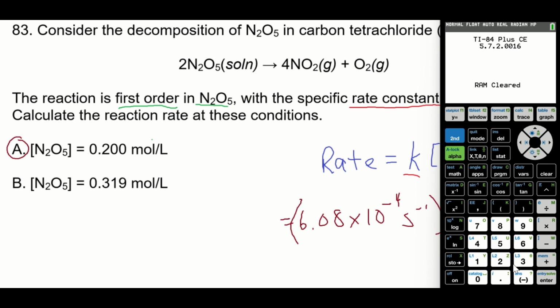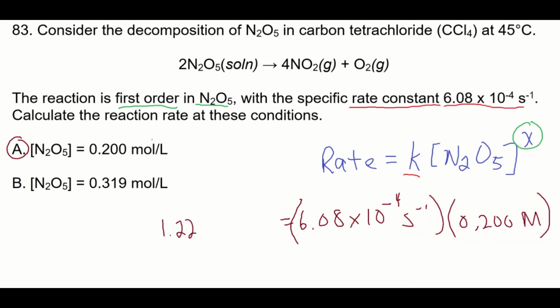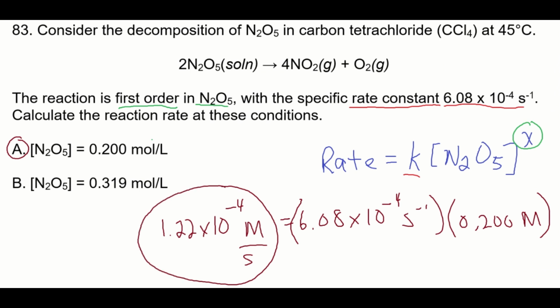Let's plug these numbers in. 6.08 times 10 to the negative 4 times 0.2. So we need three significant figures. The rate is equal to 1.22 times 10 to the negative 4. And the units, none of them are canceled out. So it's molar per second. Right, and that makes sense because we're asked to find the speed or the rate of this reaction, and that's concentration over time.